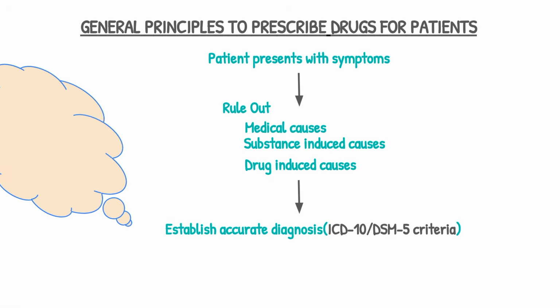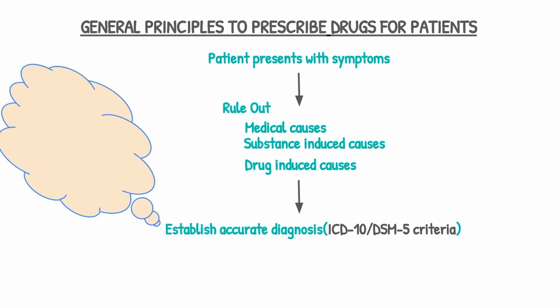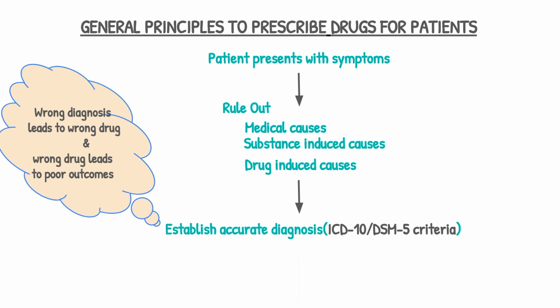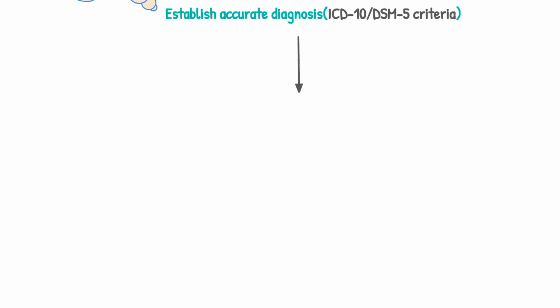In examinations and real-world practice, remember this principle. Wrong diagnosis leads to wrong drug, and wrong drug leads to poor outcomes, especially in psychiatry. Once an accurate diagnosis is established, the next critical step is to decide whether medication is actually required.